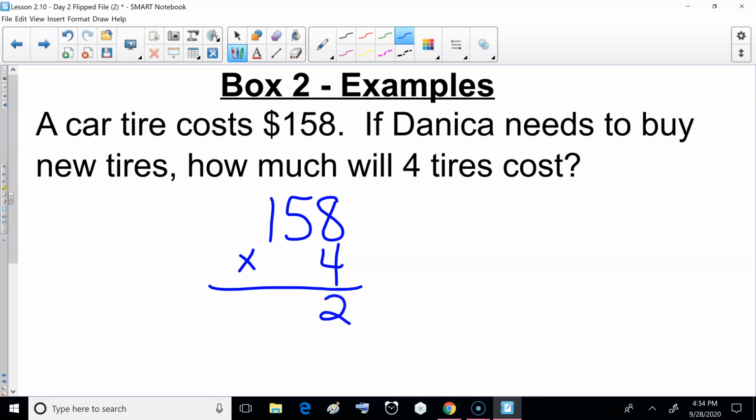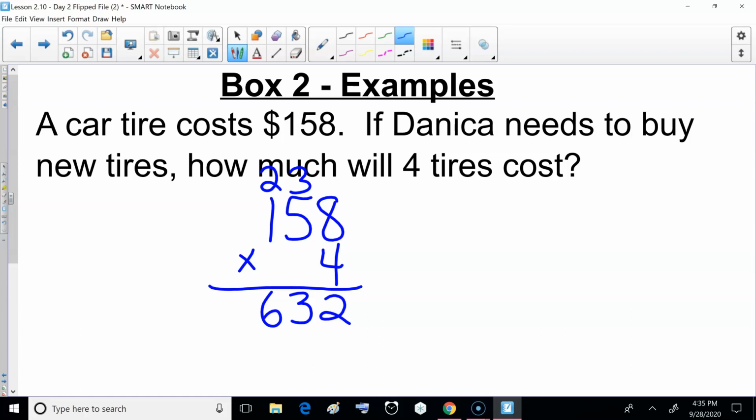So the 2 goes up here, and the 3 goes on top, so 32. Now we're moving to the tens with the 5, so 4 times 5 is 20, plus the 3 from up above will give us 23. So 3 goes here, and we bring the 2 above the hundreds. 4 times 1 is 4, plus the 2 is 6.